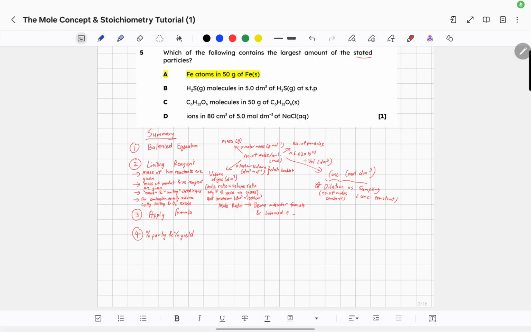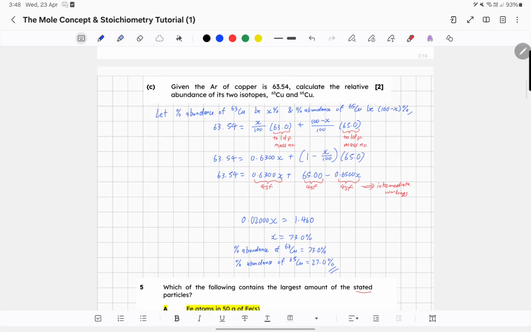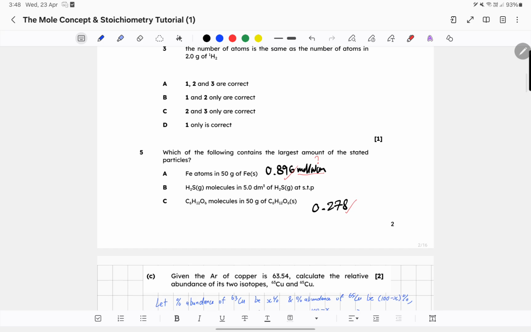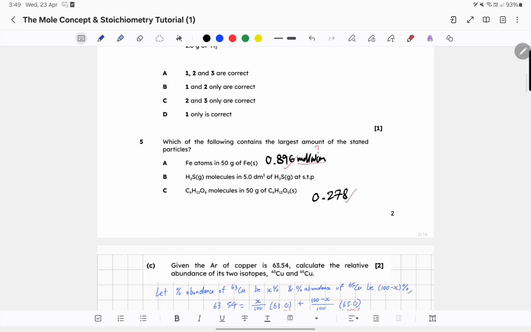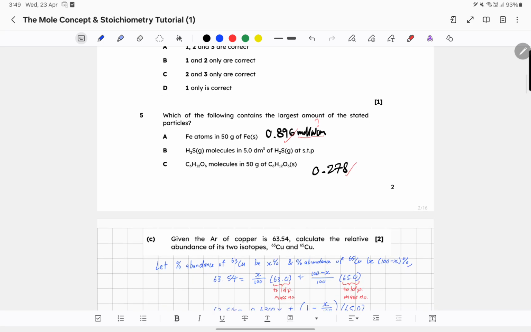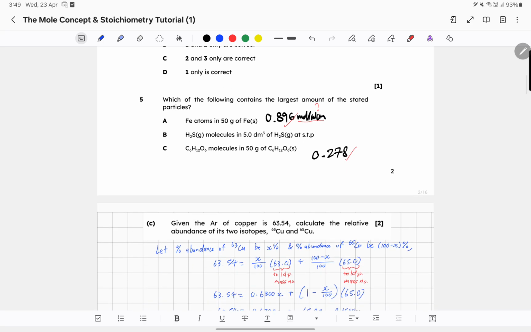Okay, so for question 5, it seems you're able to deconstruct what is the amount of the stated particles for option A and option C, but for option B and D, you seem to have a bit of trouble with that. Okay, and I have no idea what you have written over here.